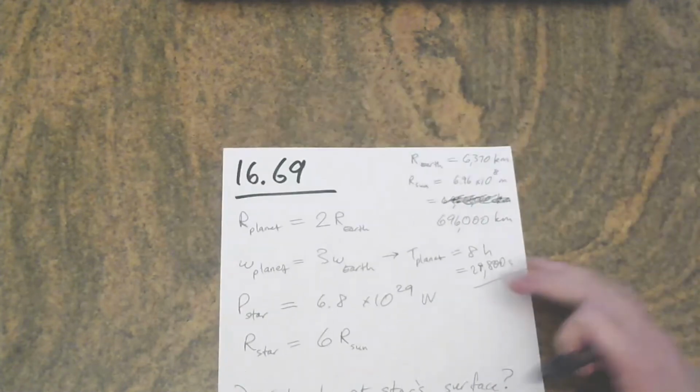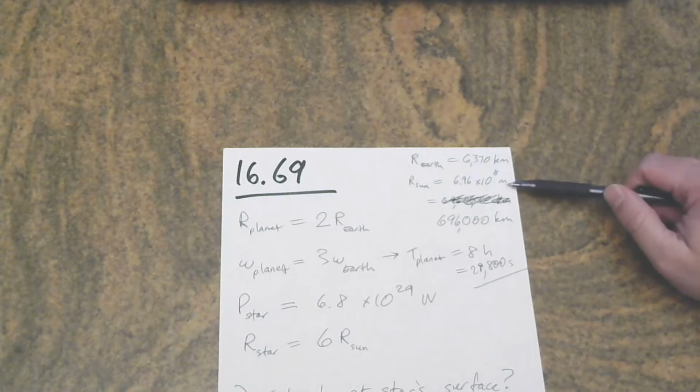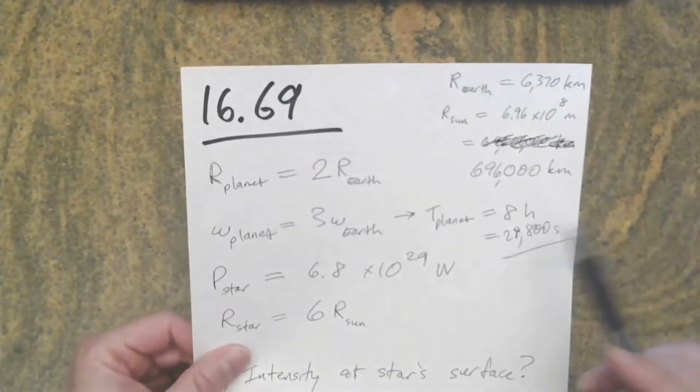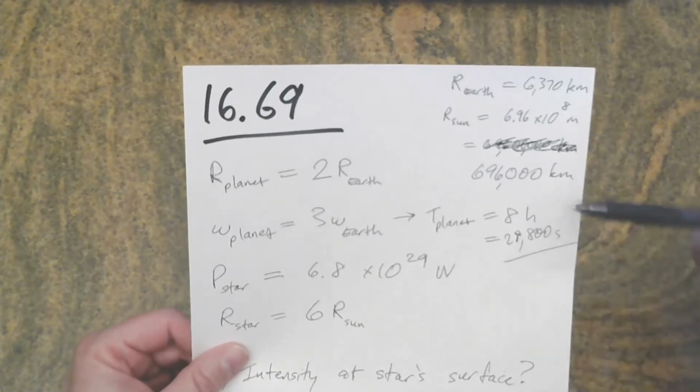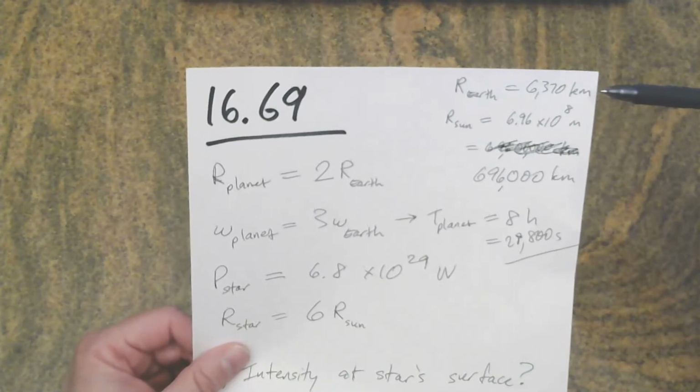Earth's radius at the equator is about 6,370 kilometers. This is the sun's radius in meters, 6.96 times 10 to the 8th. If you convert that into kilometers, you get this number, 696 thousand kilometers, which is more than 100 times the radius of the Earth.